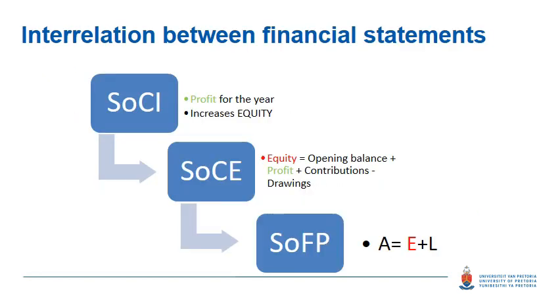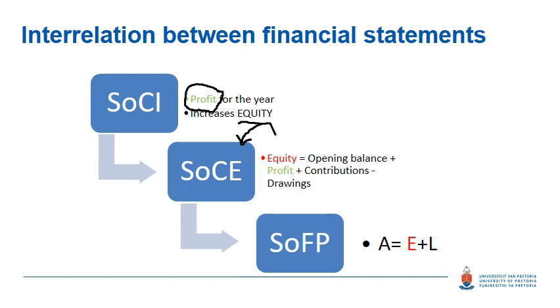So when we look at financial statements, the first statement that we will prepare is the statement of comprehensive income, or the full name would be the statement of profit or loss and other comprehensive income. The purpose of that statement is to determine the profit or the loss for that year. A profit will increase the equity, and because profit will increase equity, it will flow into the next financial statement, which is the statement of changes in equity.